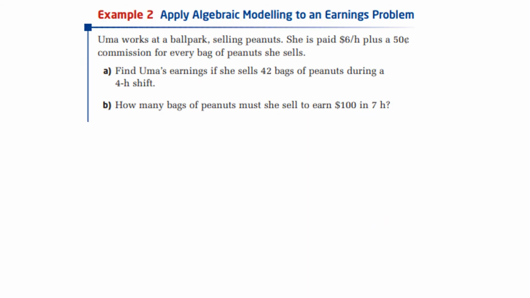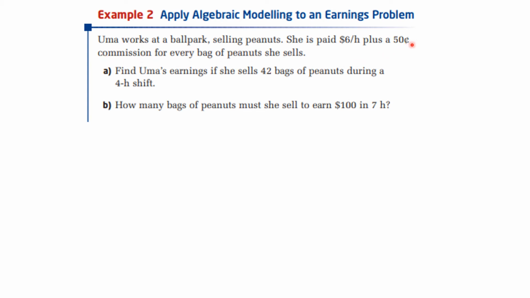Example 2. Again, this time we're doing an earnings problem. It's a little different. We've got Uma. She works at a ballpark selling peanuts. She's paid $6 per hour. That is not much, but she gets a 50-cent commission for every bag of peanuts she sells. So commission means you get a part of the earnings.